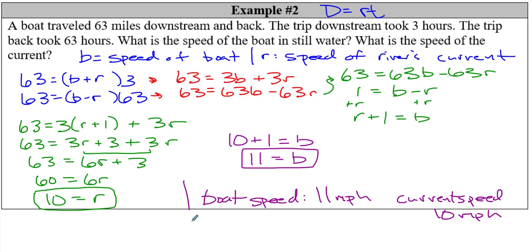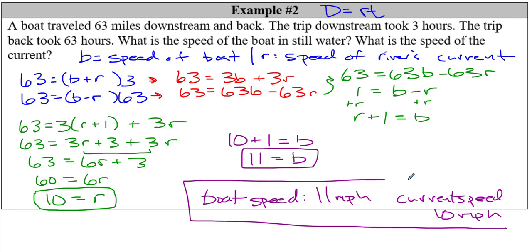All right, so this is how we do the distance formula problems. First, figure out that you are using the distance formula, and then we add those values in, looking for our rate of going with the current and without the current.